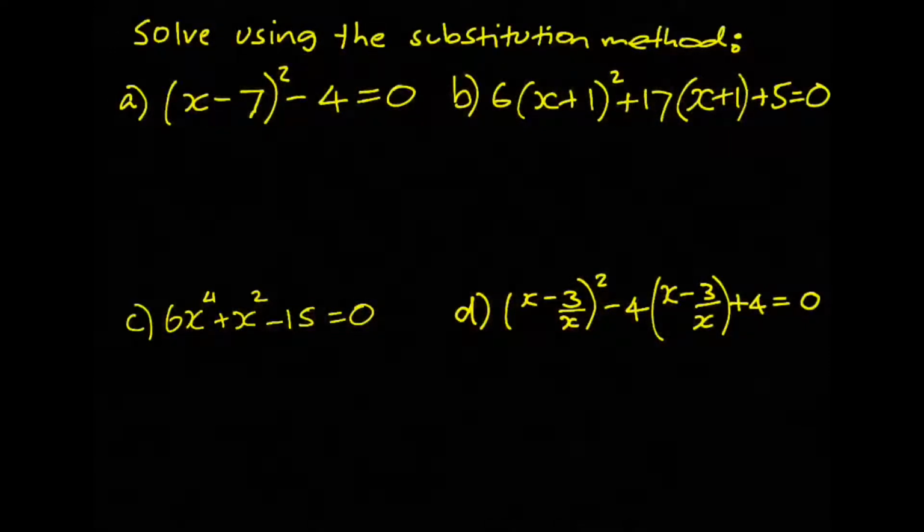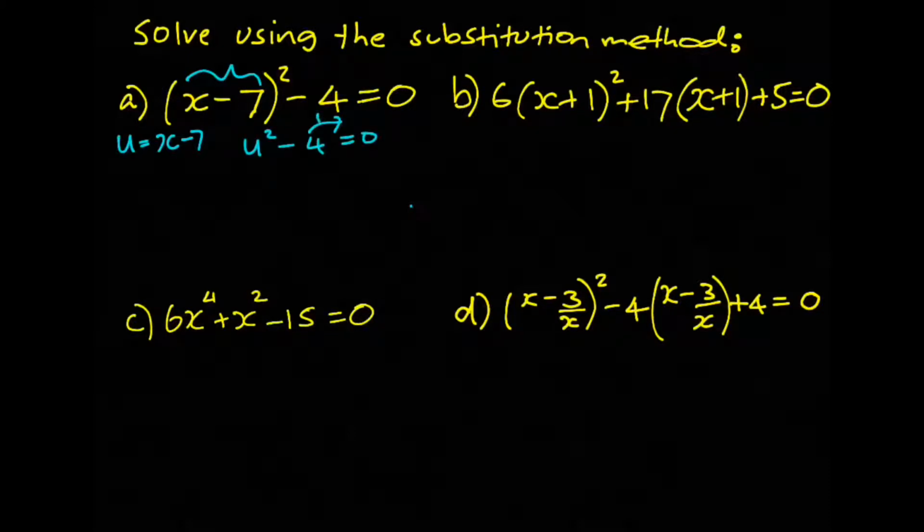Okay, let's start with A. We're going to solve using the substitution method. So what we're going to do is say let u equals x minus 7, what's inside this bracket. You can call it anything if you want, just not x. So we've got u squared minus 4 equals 0.